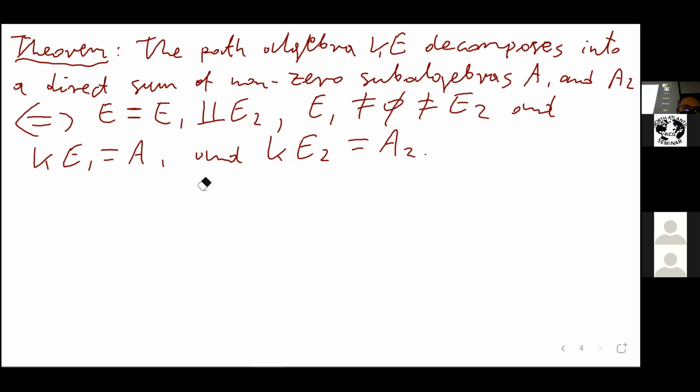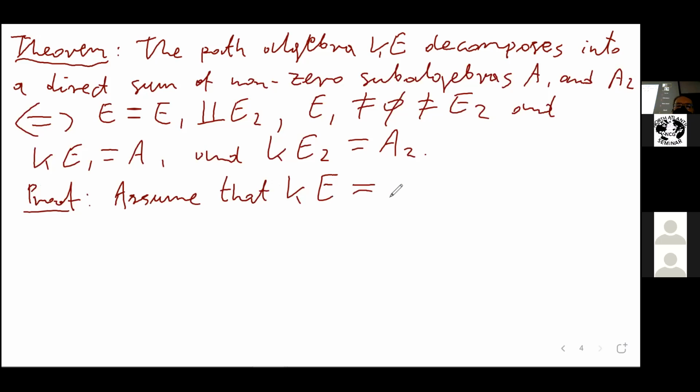Oops, but we prove it with something that writes, not that erases. Proof, and I'll start with this difficult part. Okay, so the implication left to right. So now assume that indeed our path algebra KE decomposes into A1 plus A2, and they are non-zero.